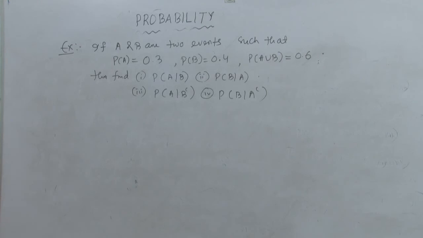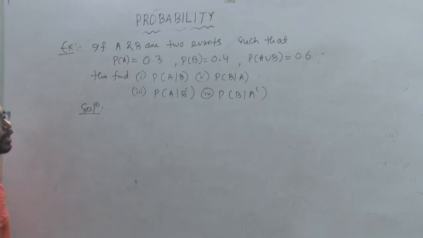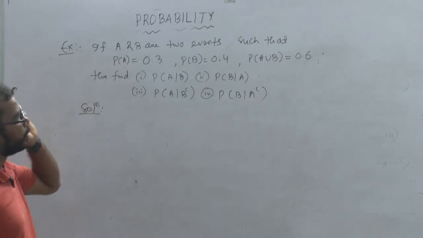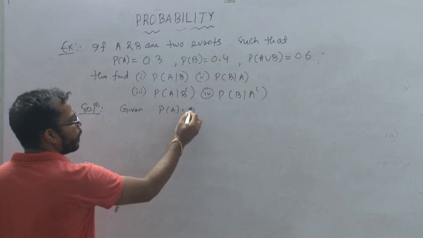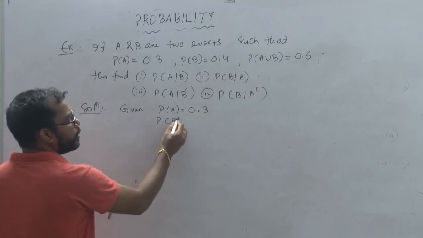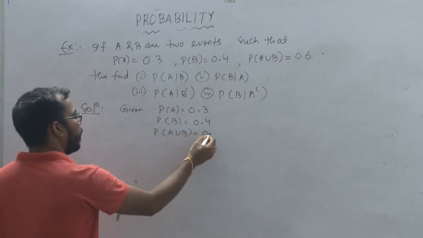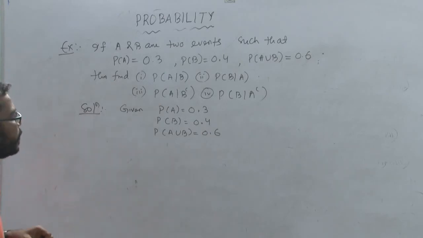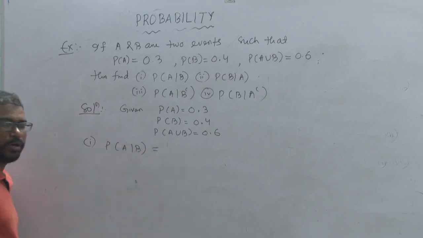So how to solve these values? Okay, so here is the solution. First we have to write what is given in this problem. P of A is equal to 0.3, P of B is equal to 0.4, and lastly probability of A union B is equal to 0.6. So these are the givens of this problem. Now we have to solve question number first, that is conditional probability of A subject to B, or simply you can say probability of A by B.